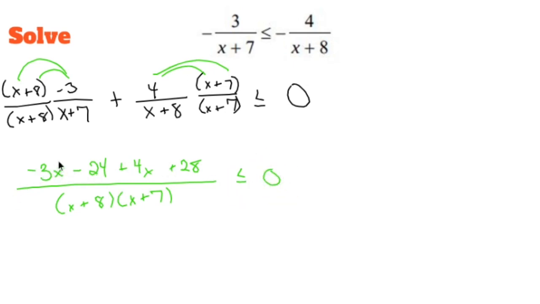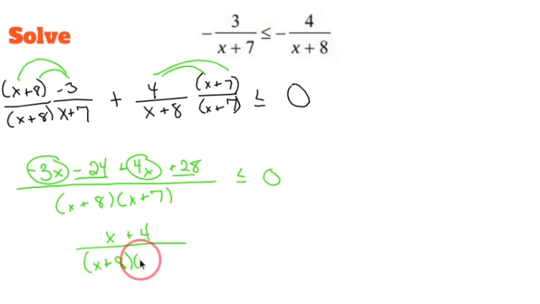When I combine all of these, negative 3x and 4x combine to make x, and negative 24 and 28 combine to make 4. I have x plus 4 over x plus 8 times x plus 7. Now I have 3 factor-looking things here, and I'm going to put that in parentheses to emphasize that point. What I need to do is very similar to when I was doing polynomial inequalities.